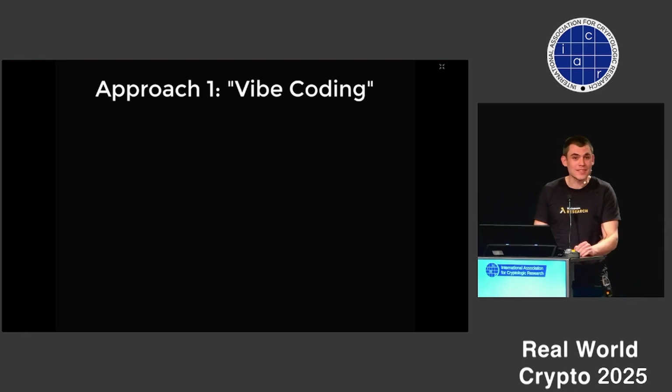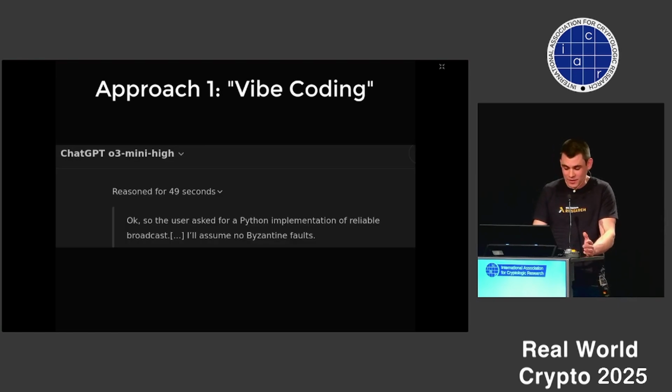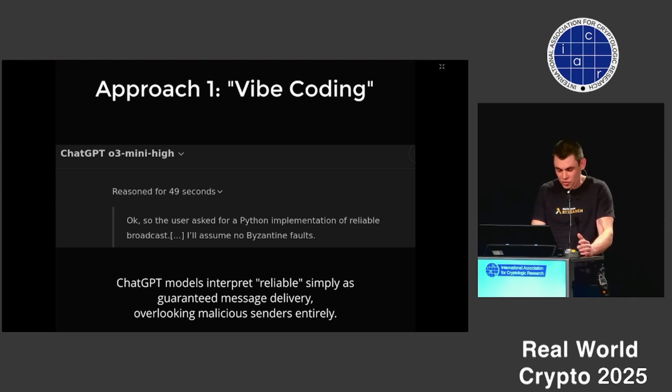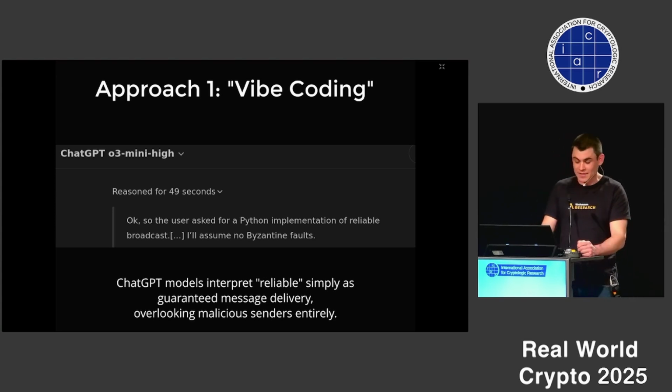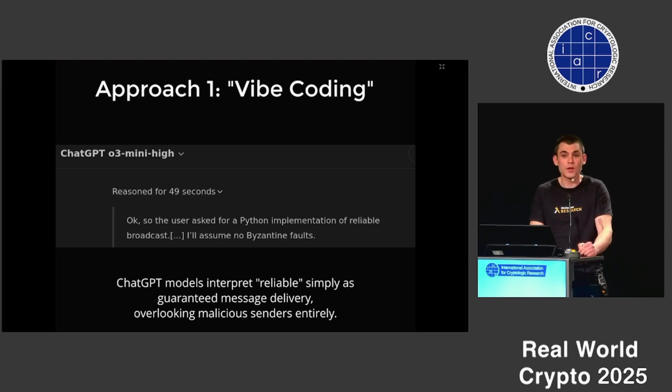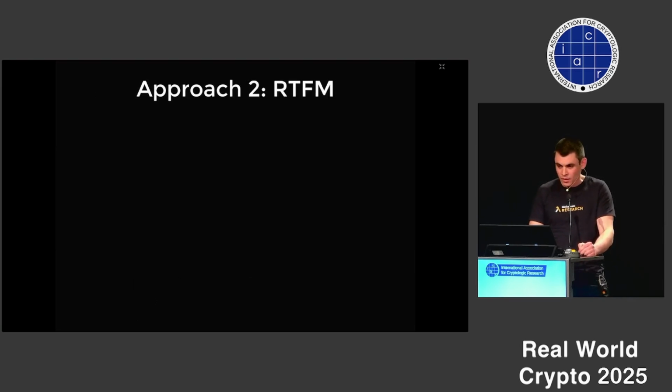If you haven't come across this term yet, this refers to relying almost entirely on artificial intelligence for coding. I tried various experiments with current ChatGPT models and found that ChatGPT interprets reliable simply as guaranteed message delivery and overlooks malicious senders entirely. So if we would use such a broadcast protocol coded by ChatGPT, the resulting DKG would be horribly broken. Right, second attempt, do more research.